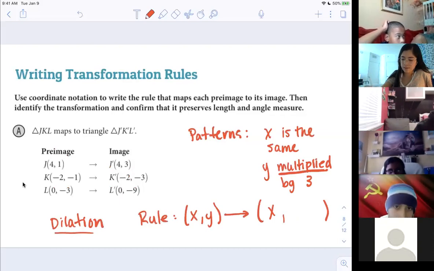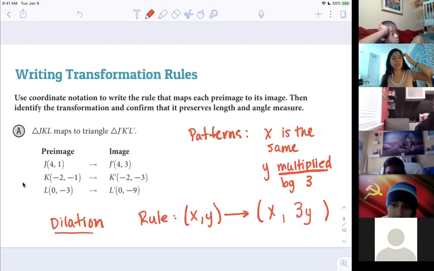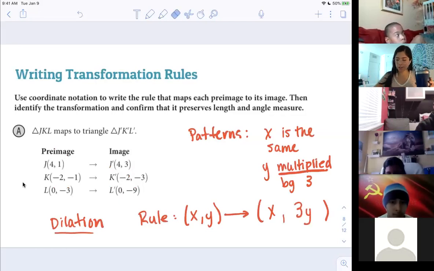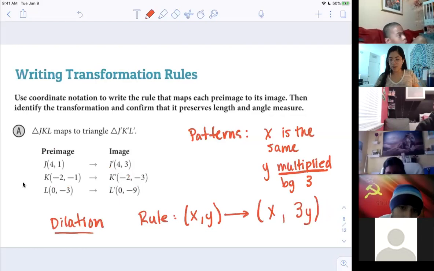You put 3y, not y3. Oh. That's just how you do it in algebra. You always write the number first and then the variable. And that's it. It's literally not extra. Okay, that's my rule, and I'm done.